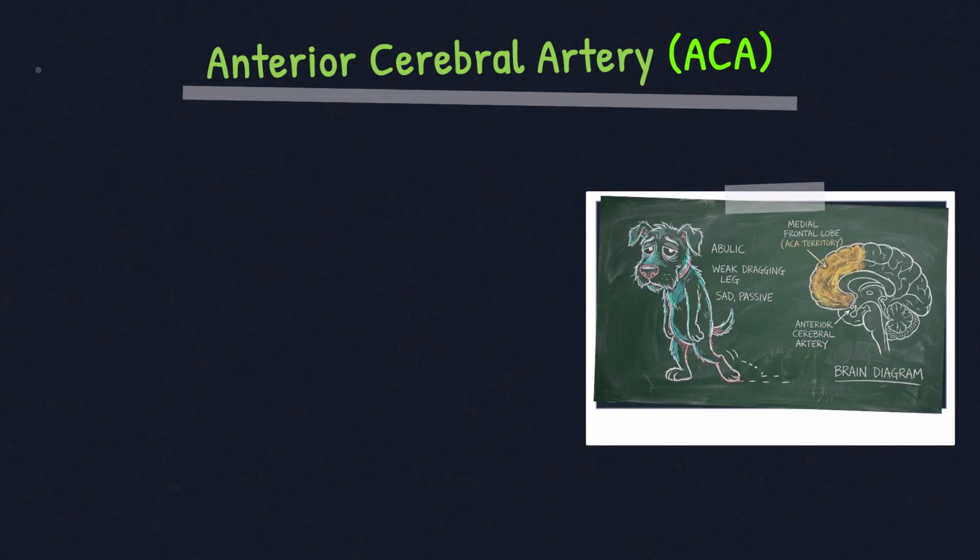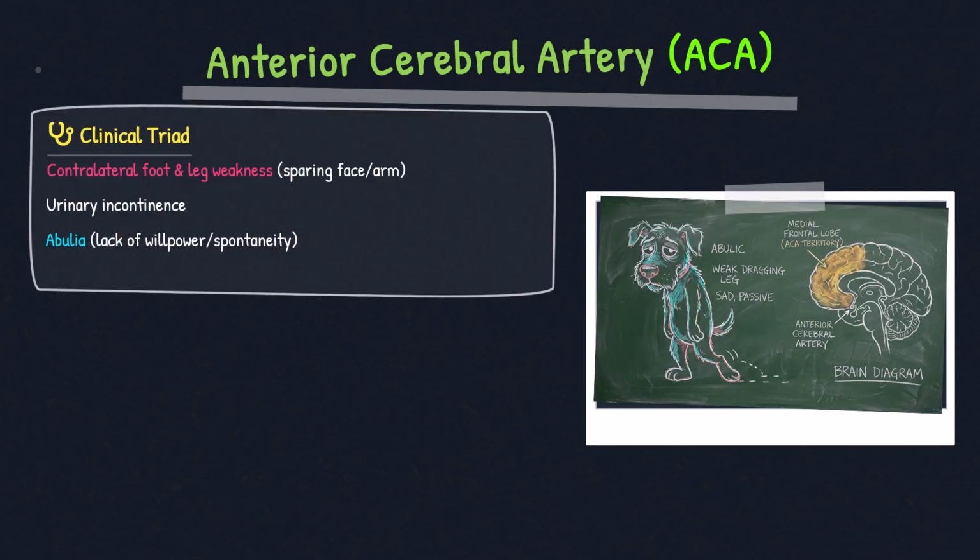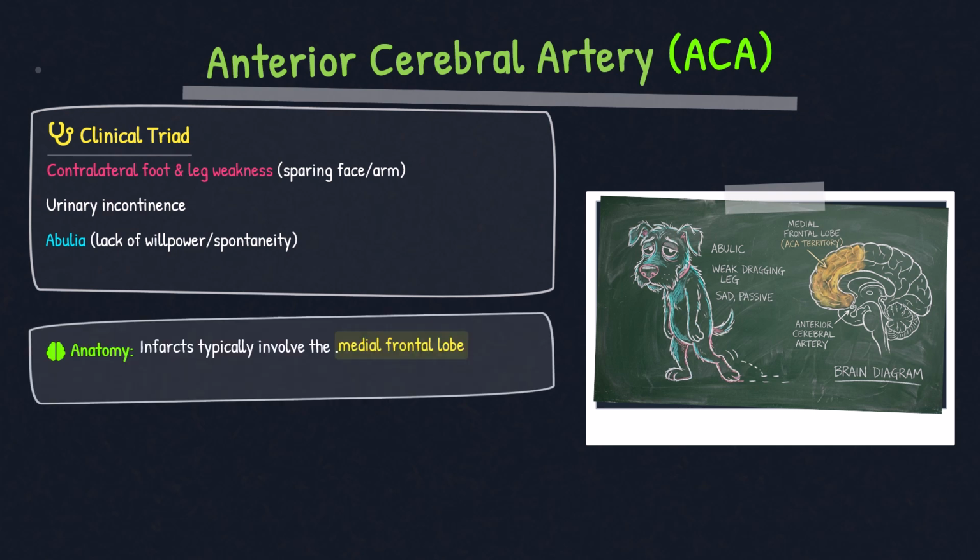Start with the ACA. The classic triad for this is contralateral leg weakness, urinary incontinence, and abulia. If you don't know what abulia is, it is a favorite buzzword that just means the patient seems unusually quiet, passive, and unmotivated. The ACA supplies the medial frontal lobe, and that's important because the leg motor cortex lives on the medial surface of the brain.